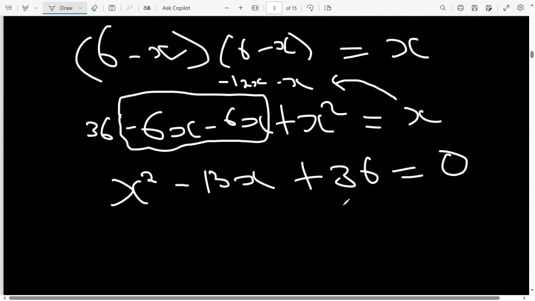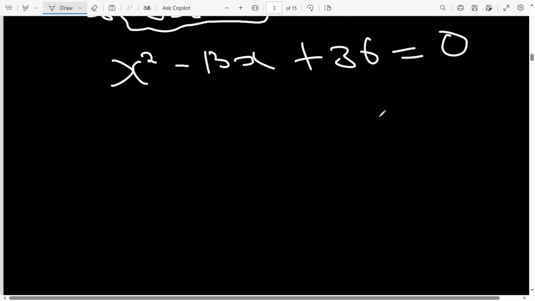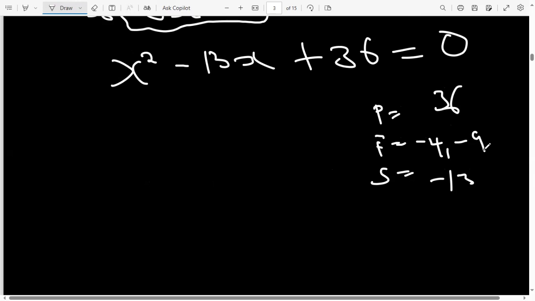So can we solve this by factor method? Yes, we can, because I can see the factors there. So product, factor, and then the sum. So what is the product? The product is 1 multiplied by 36, which is 36. The sum is minus 13. And then what are the factors? The factors will just be minus 4 and minus 9. So when you add these, you get minus 13. When you multiply them, you get 36.